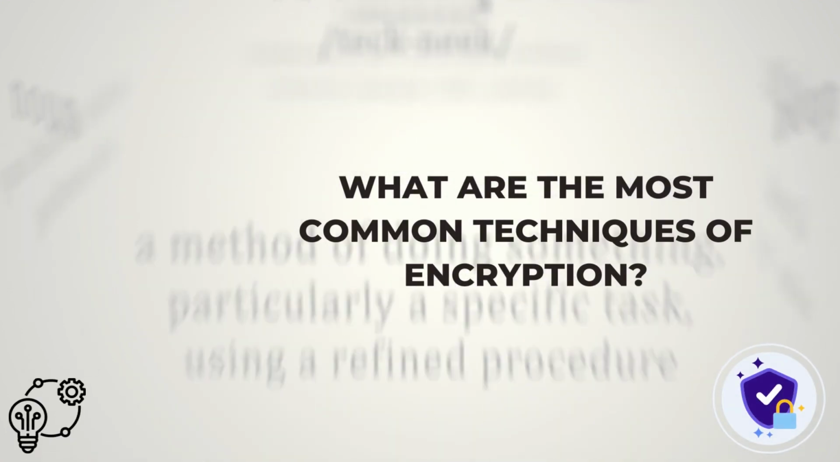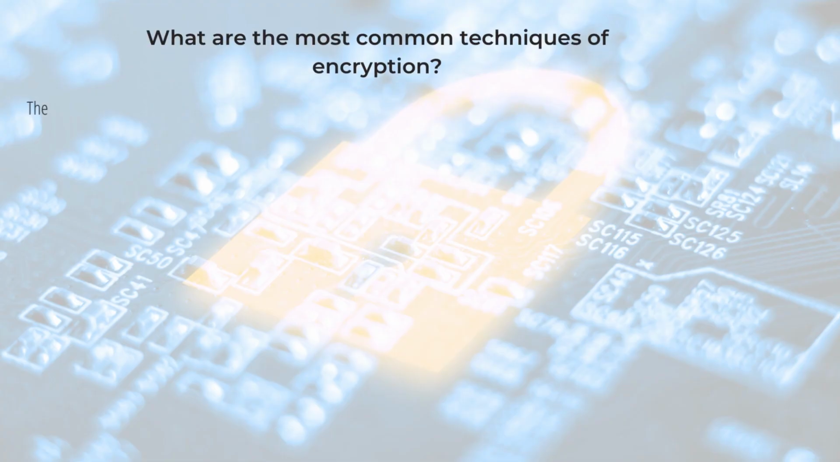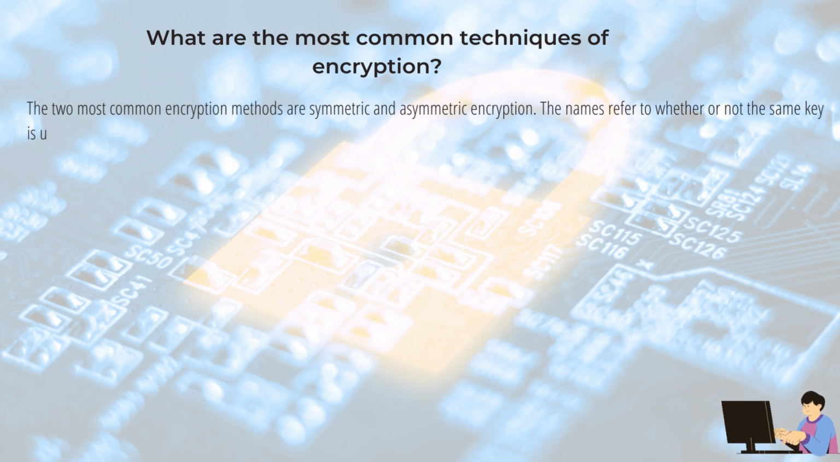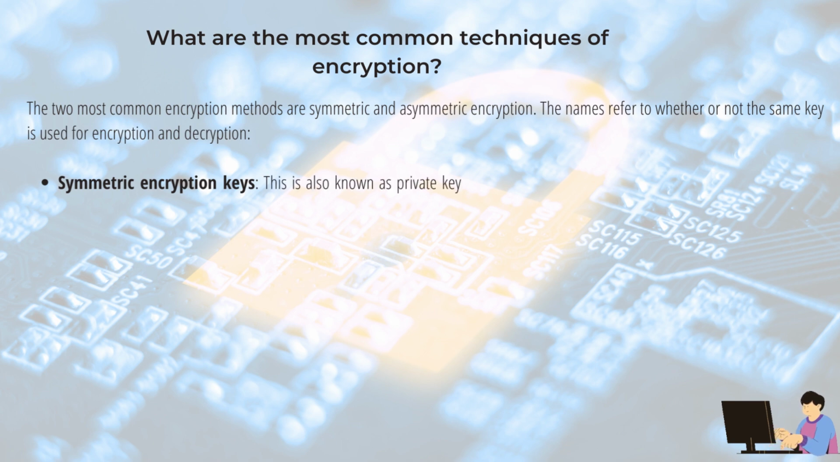What are the most common techniques of encryption? The two most common encryption methods are symmetric and asymmetric encryption. The names refer to whether or not the same key is used for encryption and decryption. Symmetric encryption keys. This is also known as private key encryption.